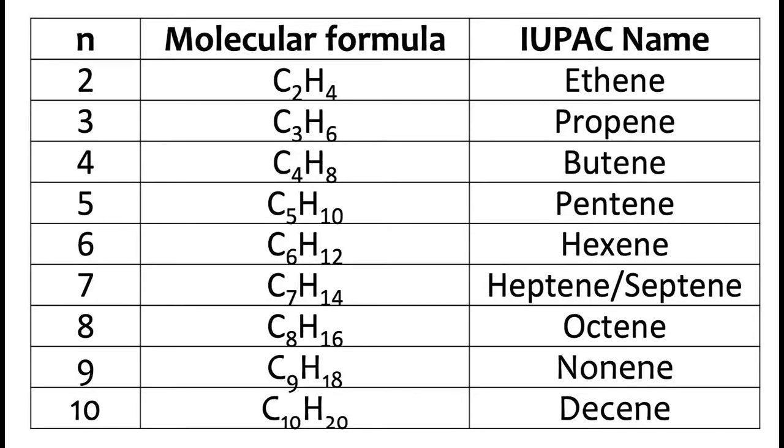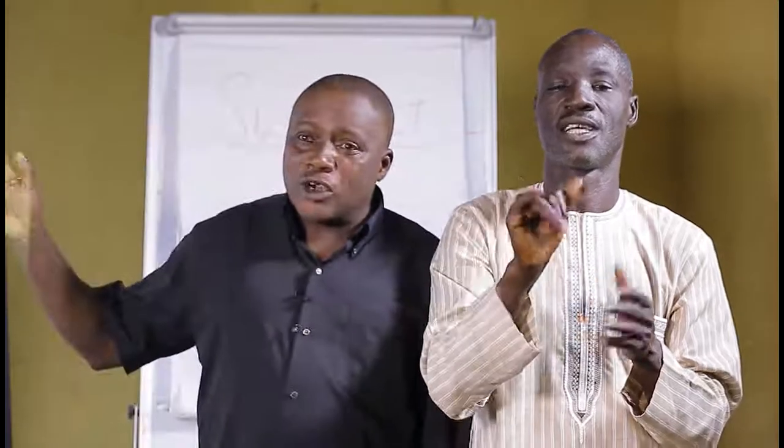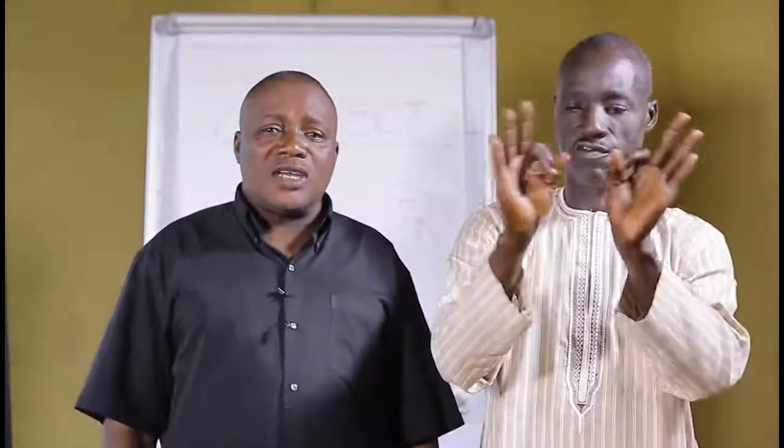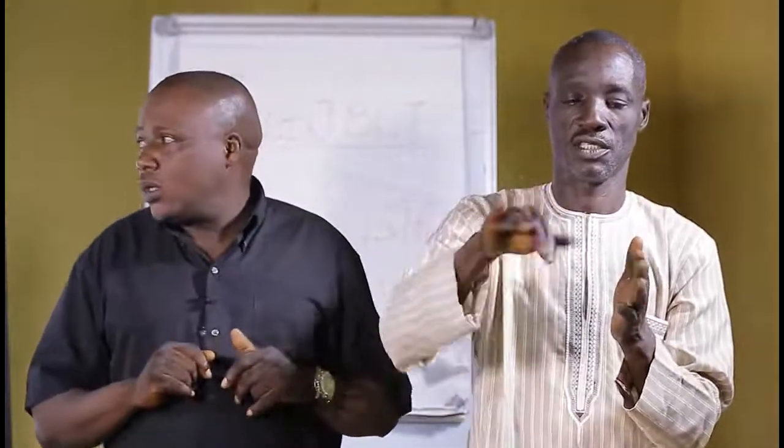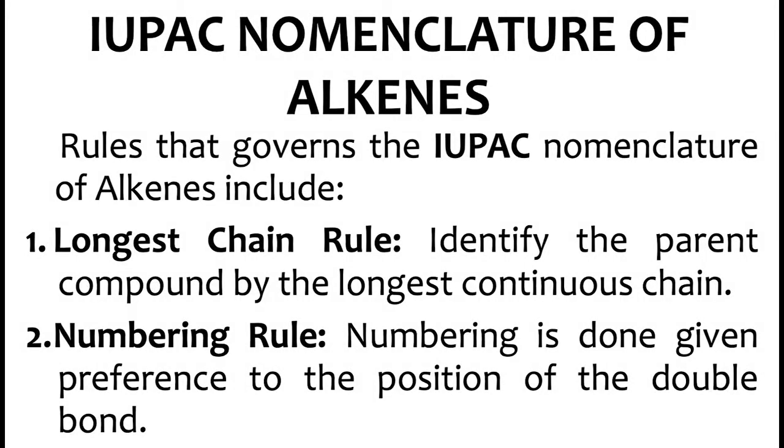When it has 2 carbon atoms, it is ethene. 3 carbon atoms, propene. 4 carbon atoms, butene. 5, pentene. 6, hexene. 7, heptene or septene. 8, octene. 9, nonene. And at your level, you are supposed to stop at 10, which is decene. They have their respective molecular formulas derived from the general molecular formula CnH2n. That is all.